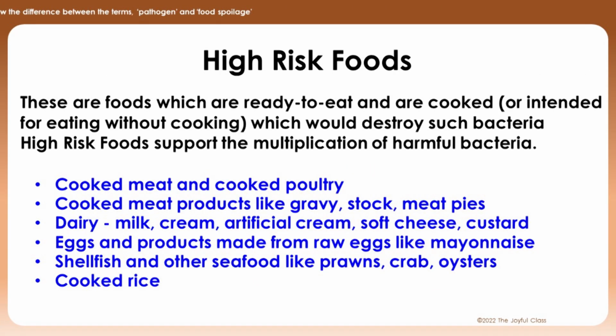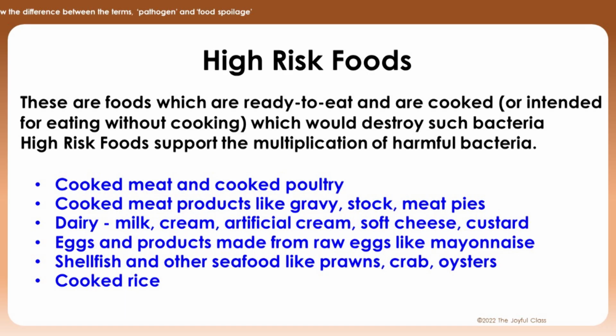High-risk foods are foods which are ready to eat and are cooked, and the cooking destroys the bacteria. Or it could be also foods that are intended to be eaten without cooking. High-risk foods support the multiplication of harmful bacteria. So things could be like cooked meat and poultry, cooked meat products like gravy, stock and meat pies, dairy, milk, cream, artificial cream, soft cheese and custard, eggs and products made from raw eggs like mayonnaise. Mayonnaise is made from egg yolk and oil. It's only 2 ingredients.